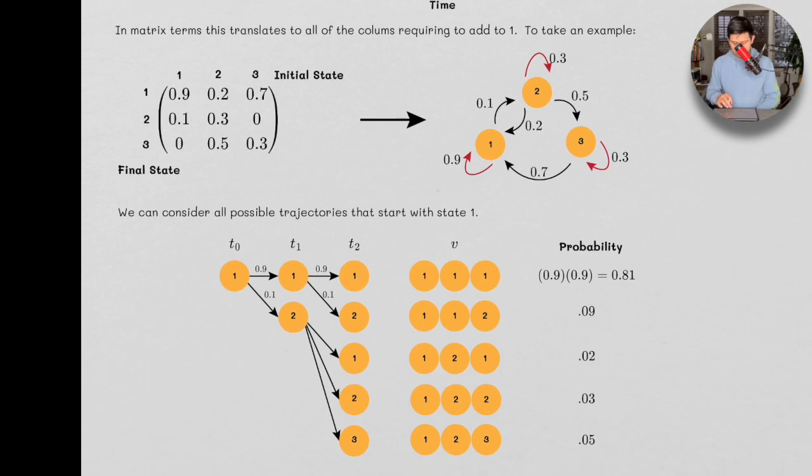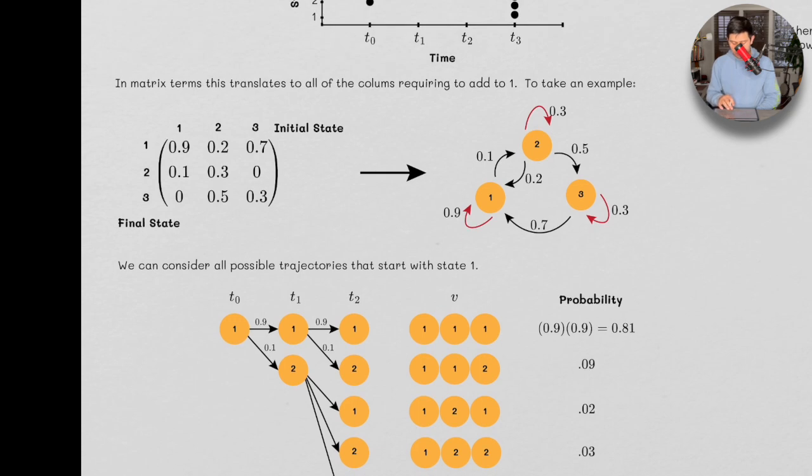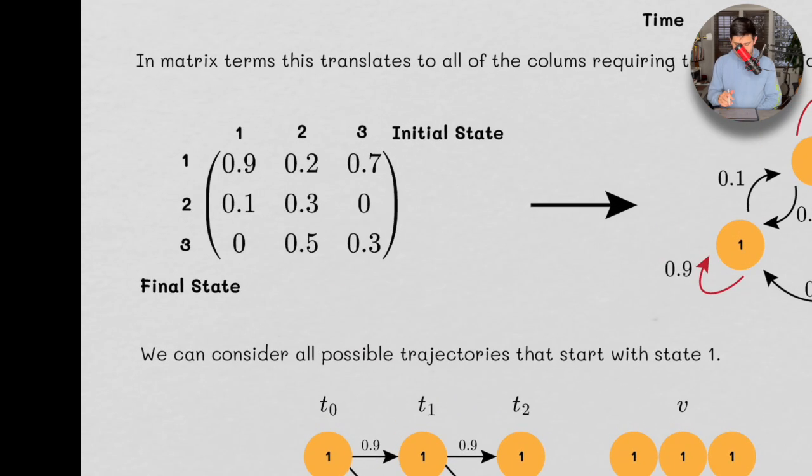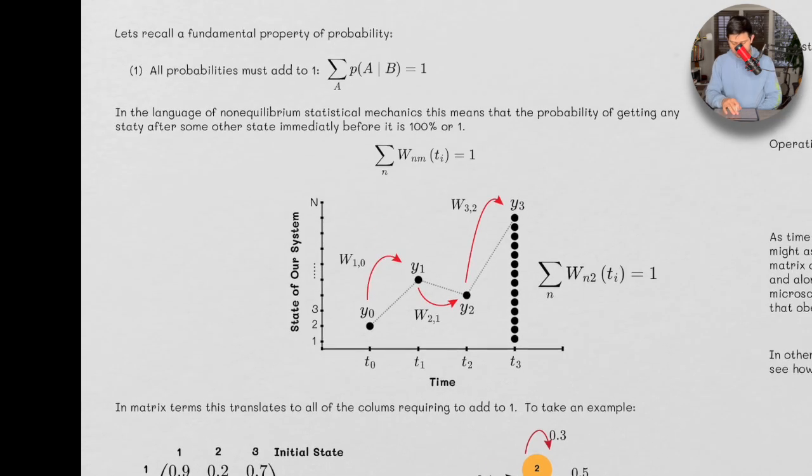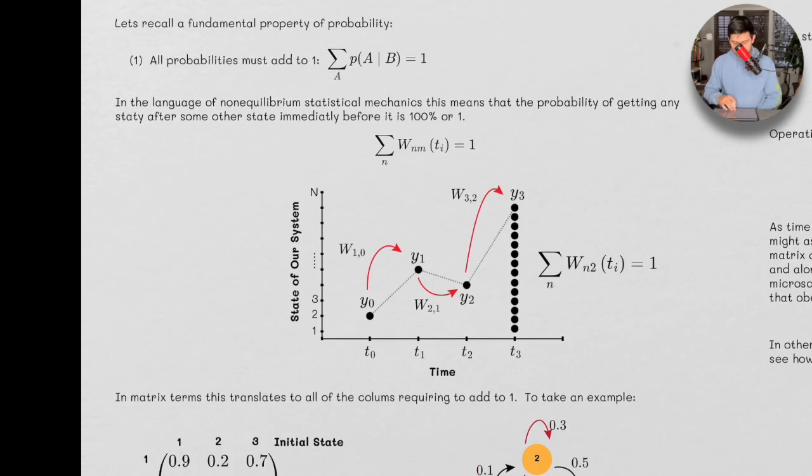In matrix terms, this translates to all the columns requiring to add to 1. So we start at some initial state 1. We go to, say, state 2. This is just an example matrix, but here we're saying if we go from state 1 to state 2, the probability of making that transition is given to us right here. And if we say that the probability of going from 1 and then staying in 1 is 90%, well, that means the probability of going from 1 to 3 has to be 0%. So this is 0.9, this is 0.1, that adds up to 100%, so this has to be 0. So all the columns have to add up to 1. That is what this property demands of these transition matrices.